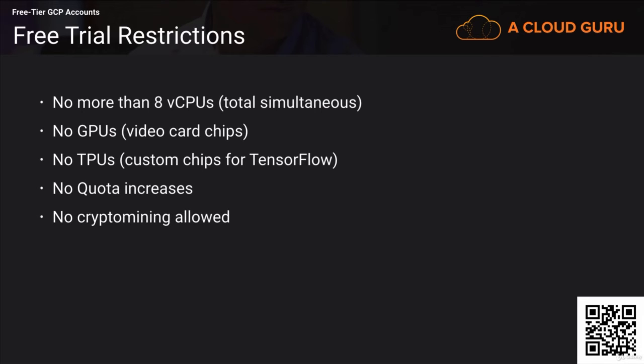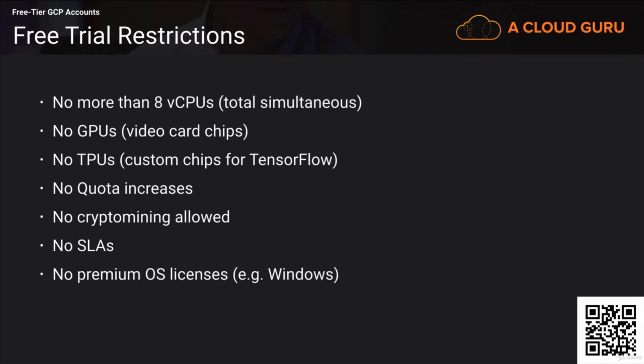Another thing Google calls out is that you are not allowed to do any crypto mining. They're giving you $300 of credit so that you can learn the platform, not so that you can try and exchange it for some other currency. Also, although you're welcome to run whatever you want on it, they don't recommend that you run production environments, and they don't give you any service level agreements that you can rely on. During the free trial, you also can't use any premium OS licenses or Cloud Launcher products with extra usage fees.